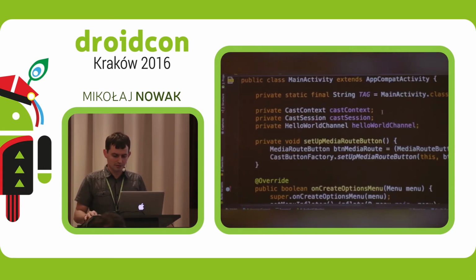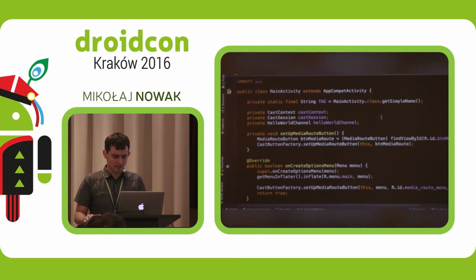In our main activity, setting up these buttons is pretty simple. We are using the setUpMediaRouteButton method from the CastButtonFactory class. In the case of the view button, we are passing the context and our button view. In the case of our item in the menu, we are passing the context, the menu object, and the ID of our button.